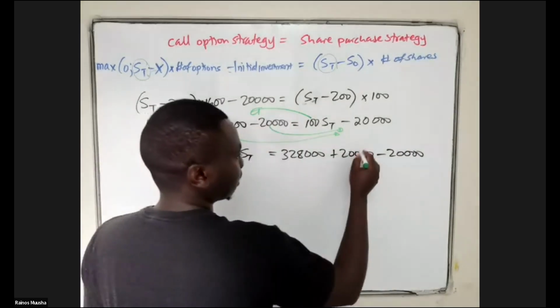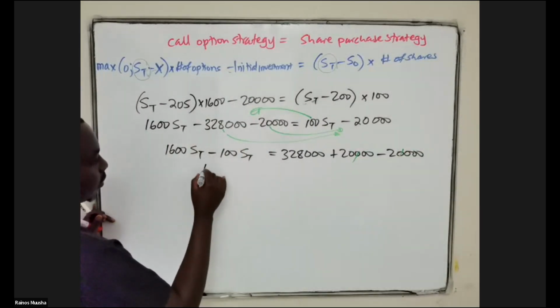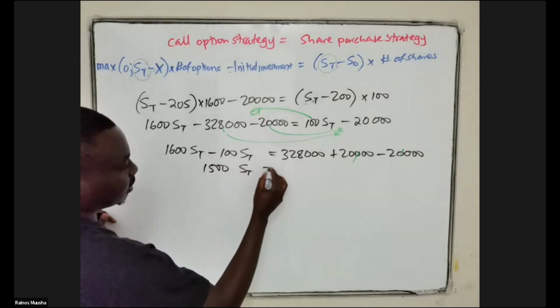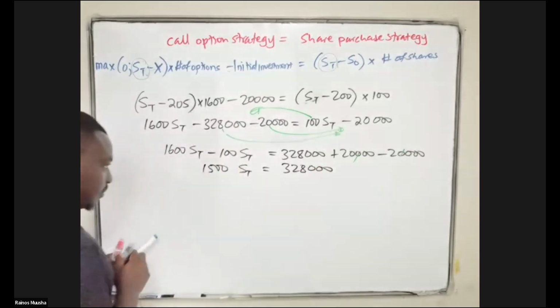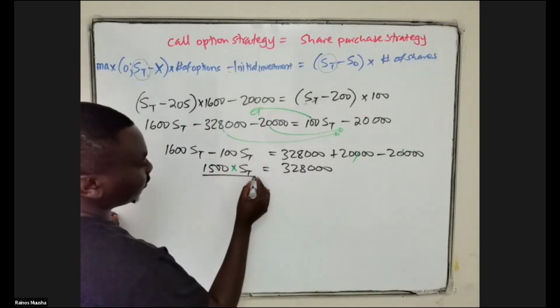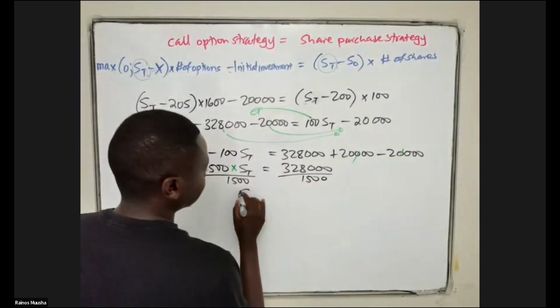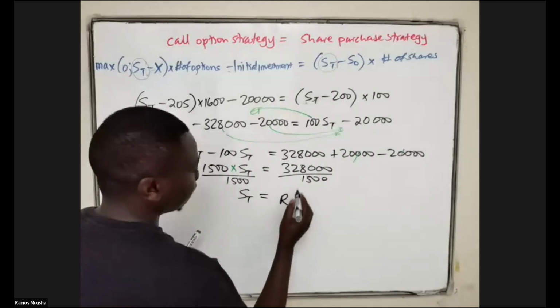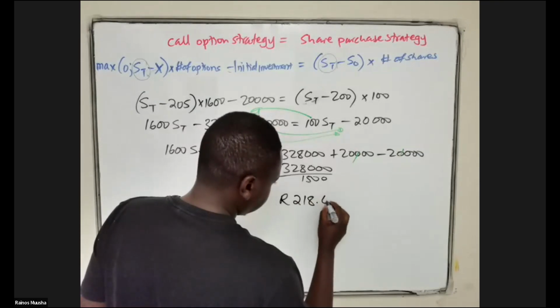And we're already sitting with a negative 20,000 here. So these two amounts are going to cancel out each other. And 1,600 minus 100 gives us 1,500. ST is equal to 328,000. So since 1,500 is multiplying the ST there, we're going to divide this side by 1,500, and whatever we do on the left-hand side, we do it on the right-hand side as well. So in this case, what is the spot price where you break even? 218.67. So it would be 218.67.